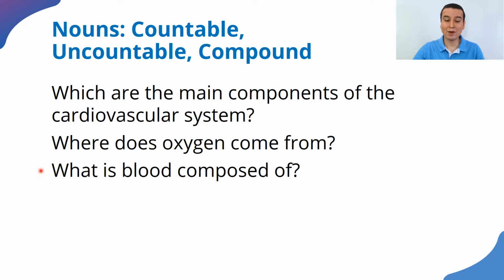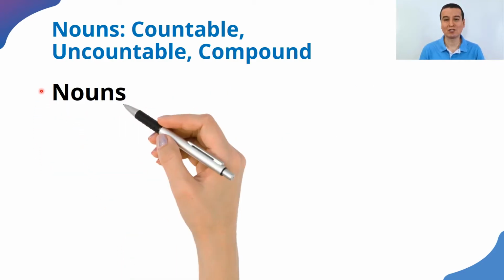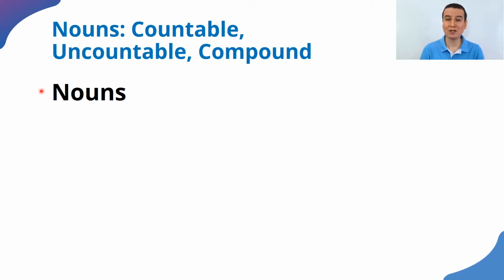What is blood composed of? 3 things. Oxygen, nutrients, and bodily waste. That was easy. Good. Now, we are going to take a look at nouns now. Remember what nouns are? Those words that describe places, people, things, animals, situations. They can be abstract things or concrete things. I have some examples here from the text.